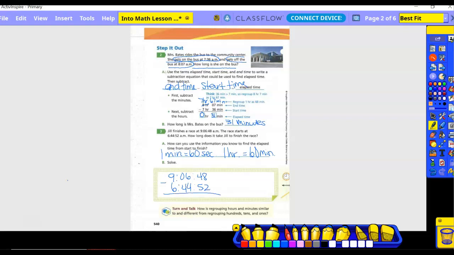Can I take 52 from 48? Nope, so I go next door and this becomes a 5. And then what am I adding to 48? 10. I can't go next door and take 10 more. How many seconds are in a minute? 60. So this would be 108. So what is 108 minus 52? 56.